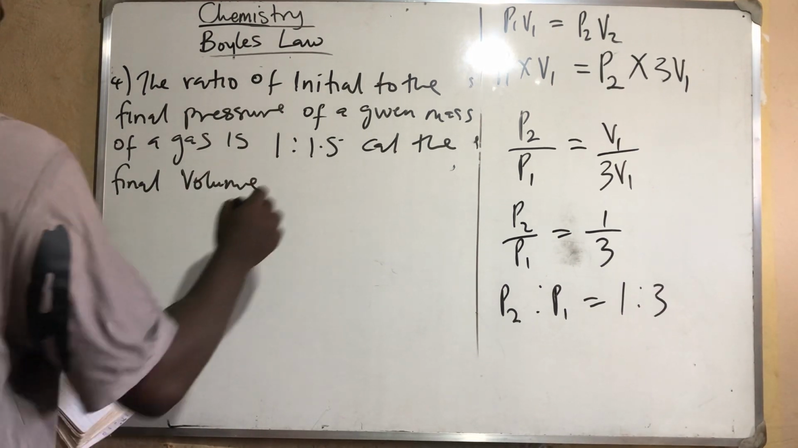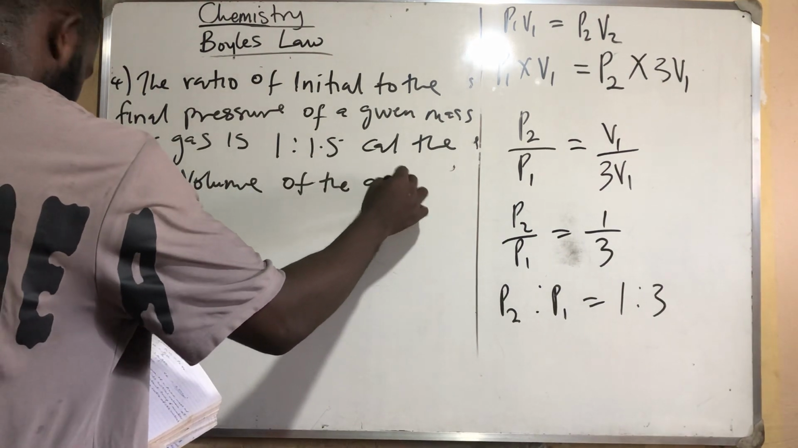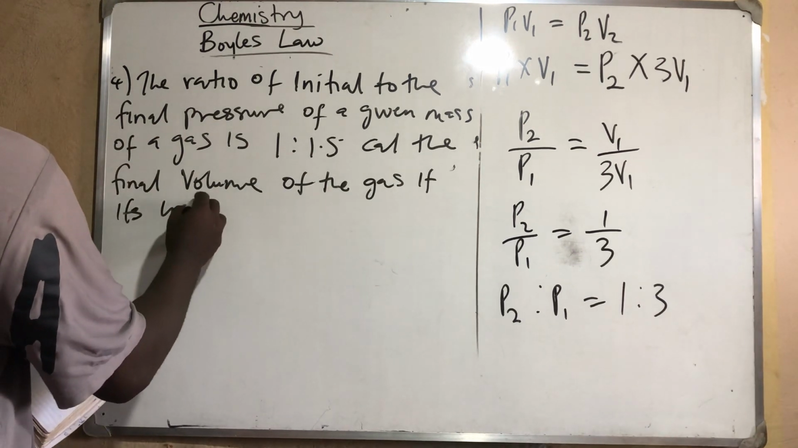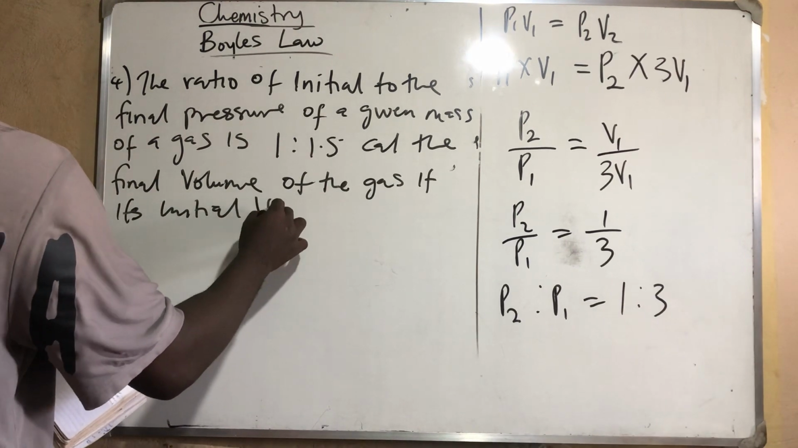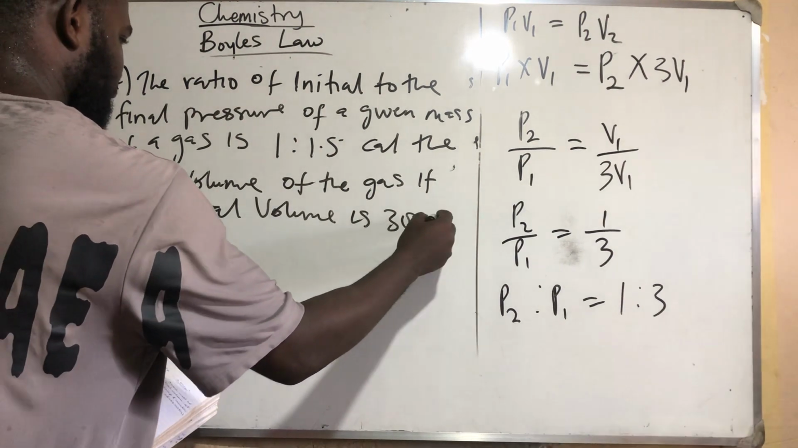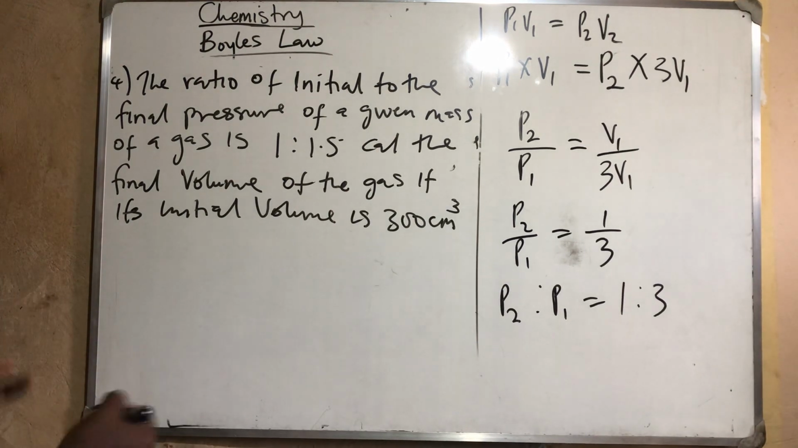Calculate the final volume of the gas if its initial volume is 300 cm cube. All right. Okay, so solution.